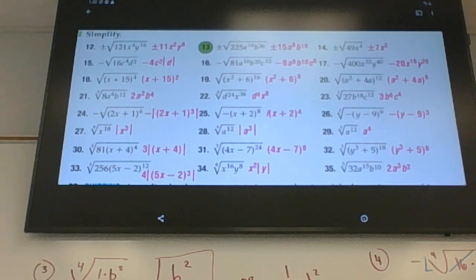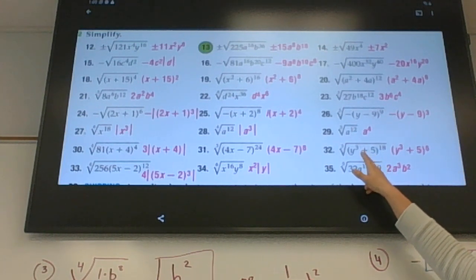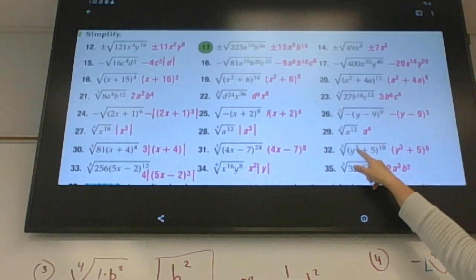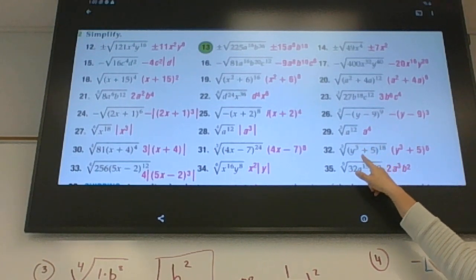Distribution, but it's quite different than when there's a plus sign, right? I would never distribute into an expression with a plus sign.